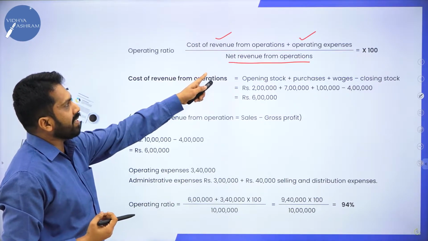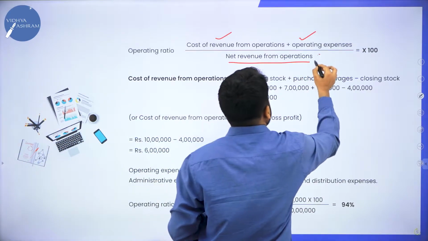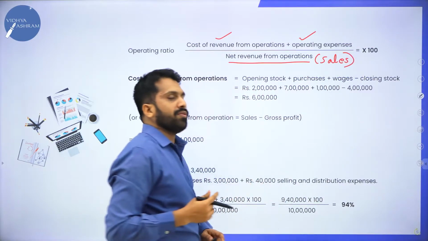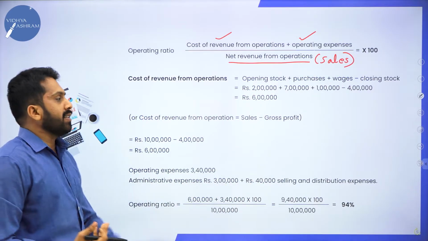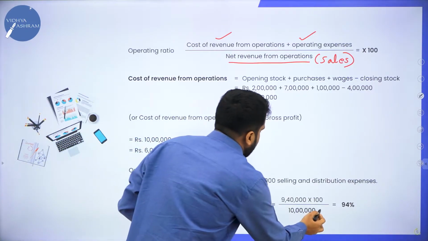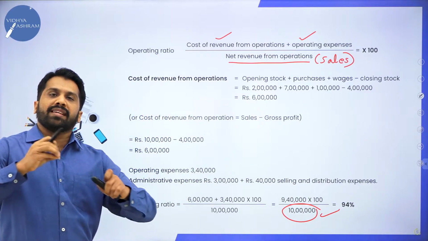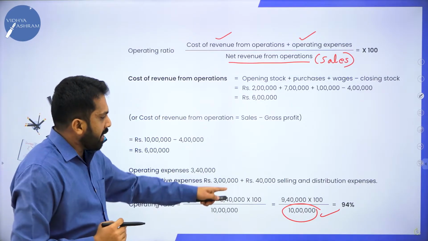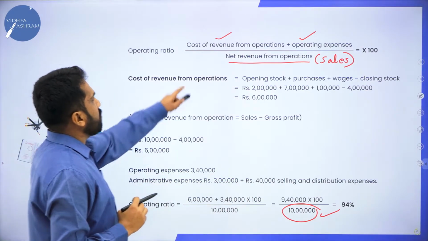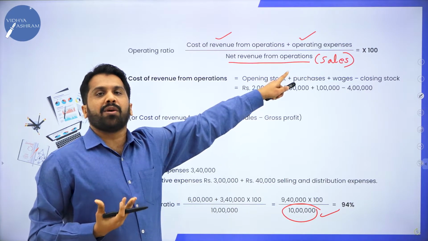So, what is the net revenue from operation? Always remember, net revenue means sales. Sales we already calculated. Your sales amount is 10 lakh. It is already there in the question directly. So, we have to take sales as 10 lakh. Now, we have to find out the cost of revenue from operation as well as operating expenses.